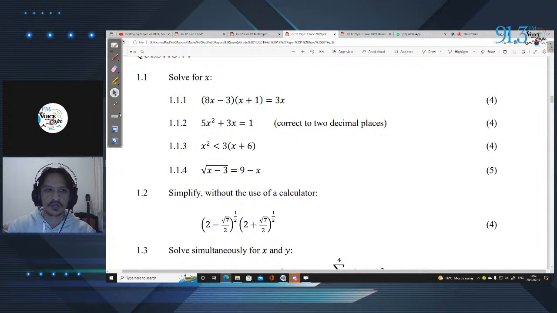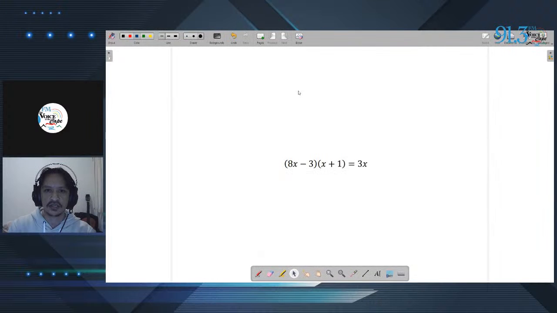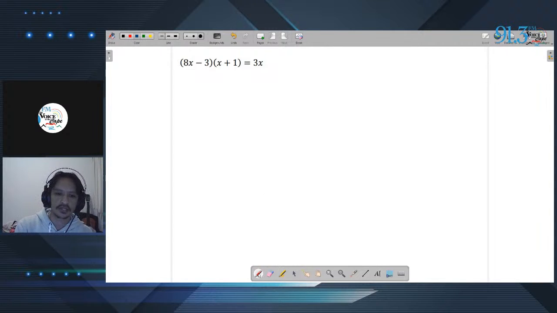So if we look at the first problem, we have 8x minus 3 in brackets, x plus 1 in brackets is equal to 3x. So let us just take a look at this and let us try this problem. What we'll have to do here, simply, if you remember from your earlier mathematics, is that we use the FOIL method, first outers, then inners, and of course we need to follow BODMAS rules as well. So if you're strong in your foundations, you'll be fine with this as long as you follow the rules.